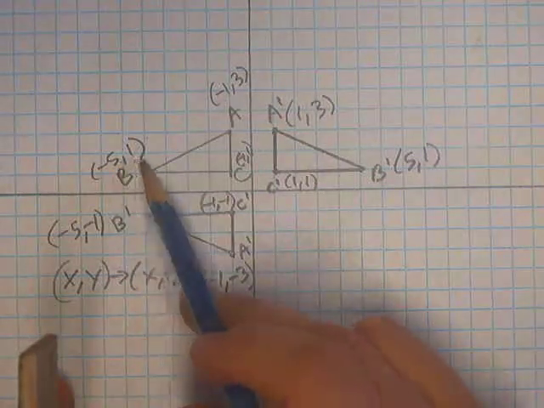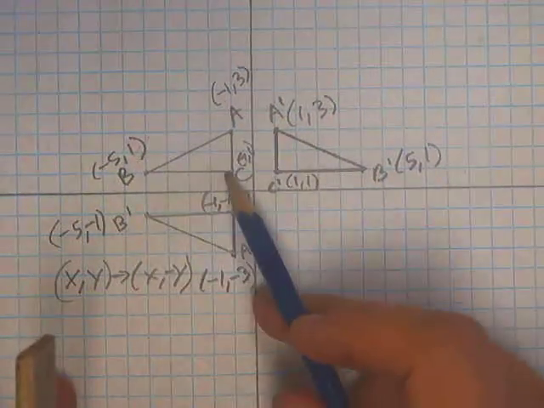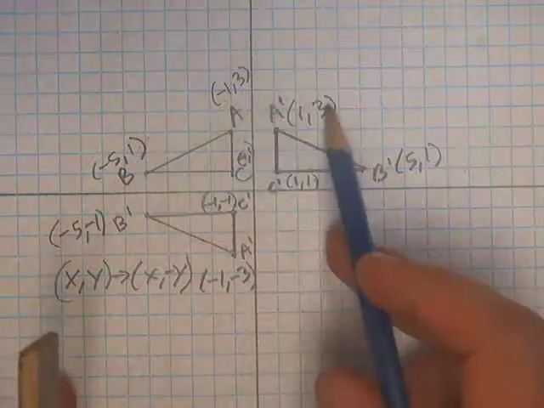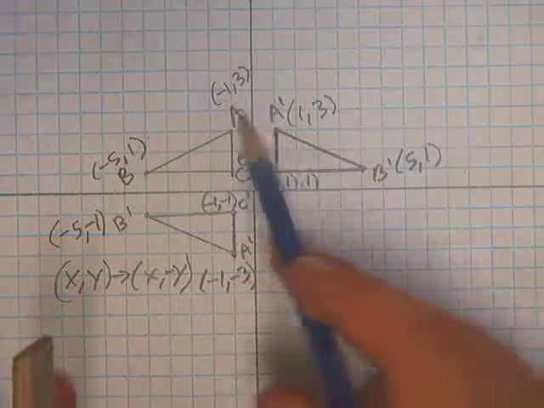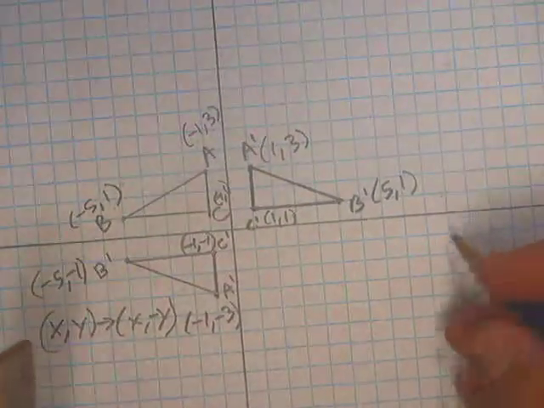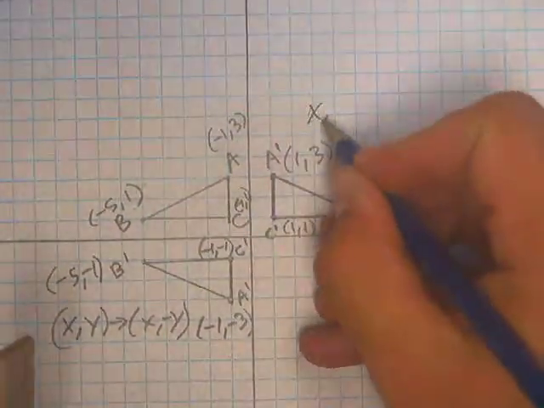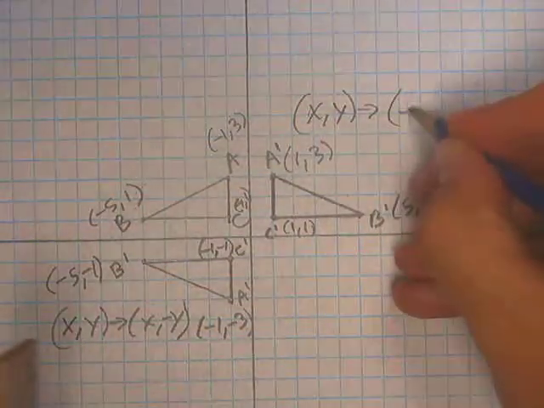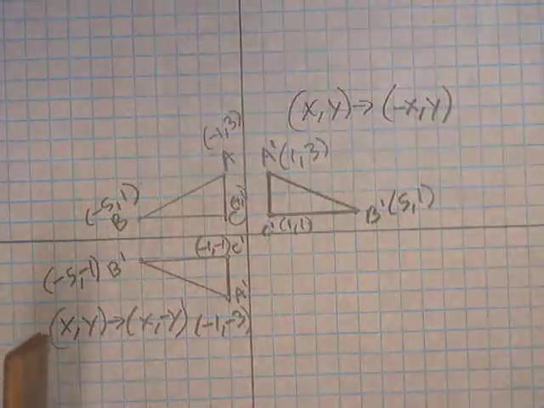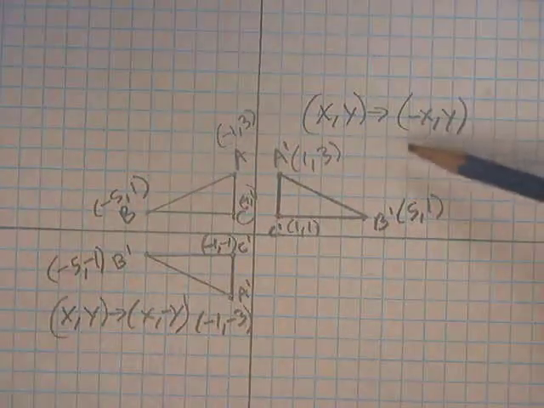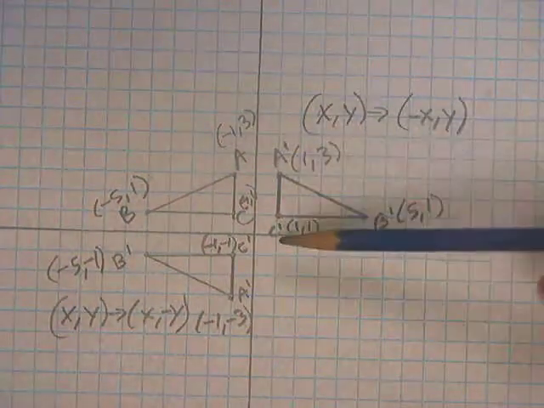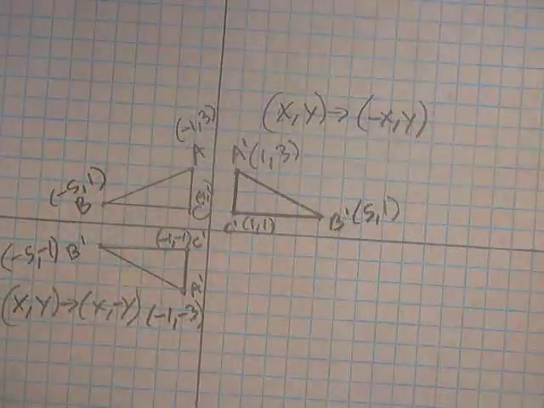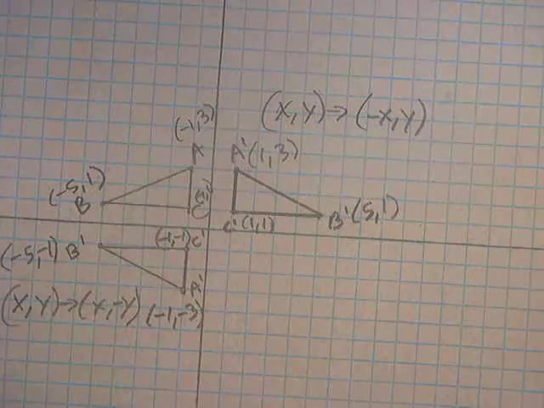Okay, so you look at from A to A prime, negative 1, 3 to 1, 3. B goes from negative 5, 1 to 5, 1. C goes from negative 1, 1 to 1, 1. What's happening? Well, the y's are staying the same, the x's are changing signs. So when you reflect over the y-axis, (x, y) goes to (negative x, y). Y stays the same. Good way to remember it. When you reflect over the y-axis, y stays the same. When you reflect over the x-axis, the x stays the same.